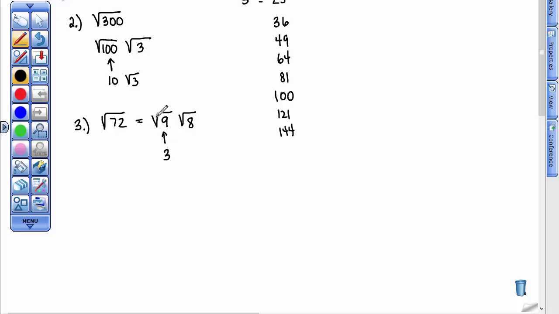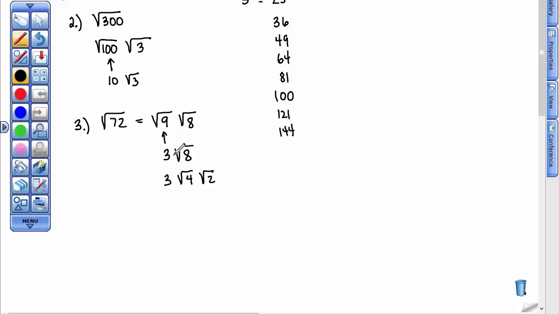A lot of people, for some reason, when they reduce the square root of 9, leave a square root symbol over the 3. The square root of 9 is just the number 3. Don't leave that square root symbol over it, times the square root of 8. But you've got a problem. The square root of 8 is not reduced totally. So the square root of 8 can be thought of as the square root of 4 times the square root of 2, because 4 times 2 is 8.